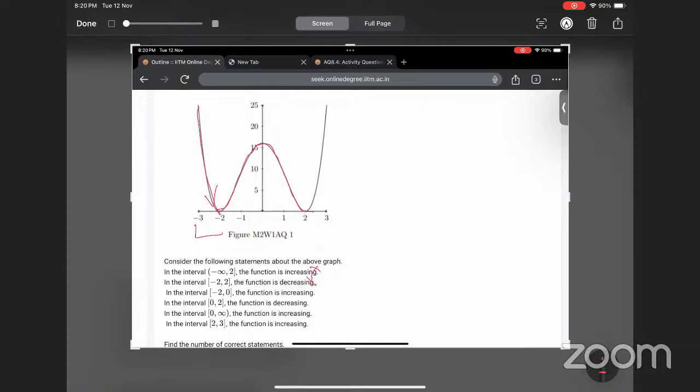What about the third one? It is right, ma'am. It is increasing. Yes, correct. What about the fourth one? It is right, ma'am. Yeah, correct. What about the fifth one?